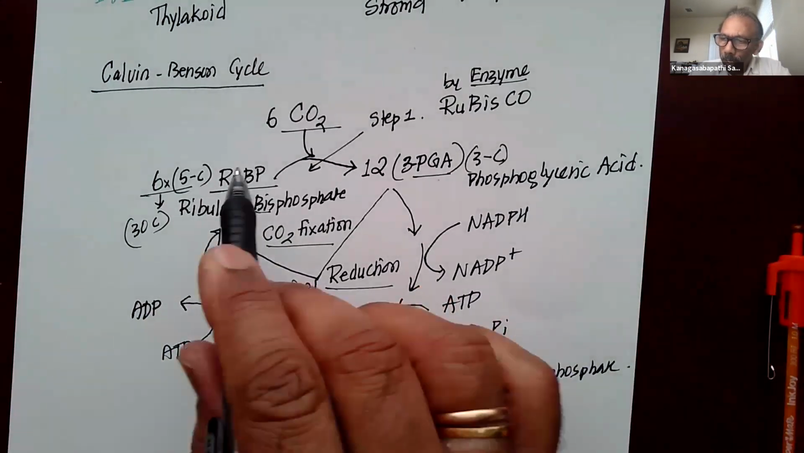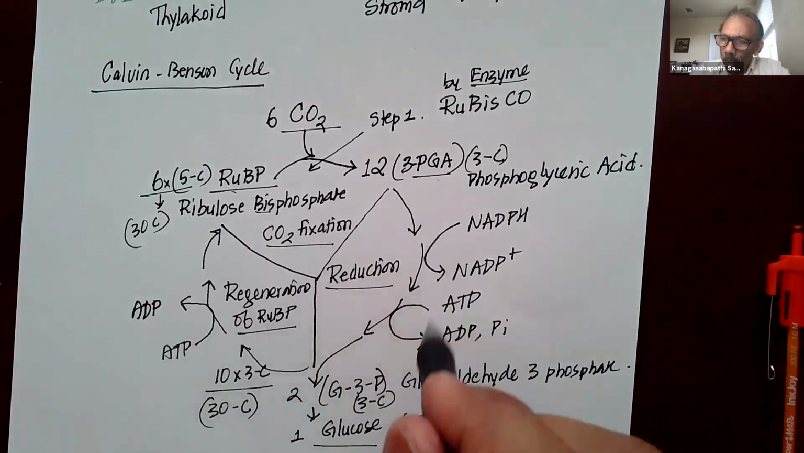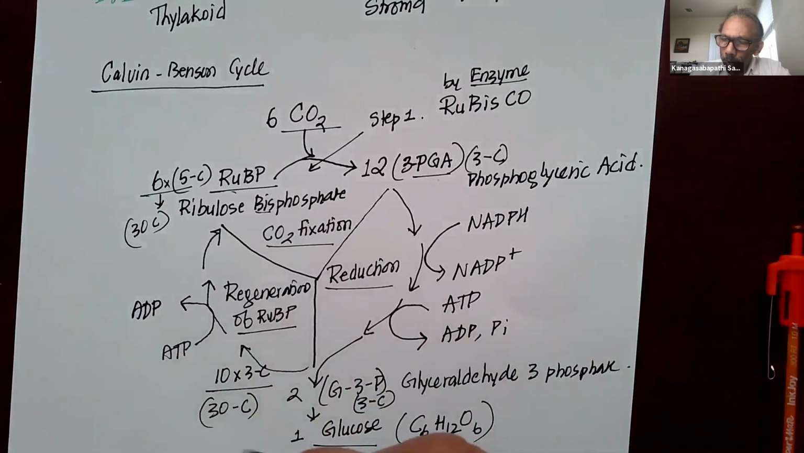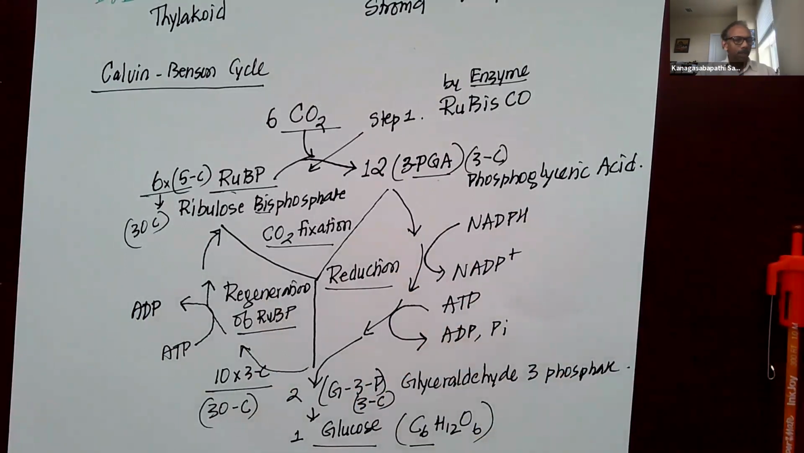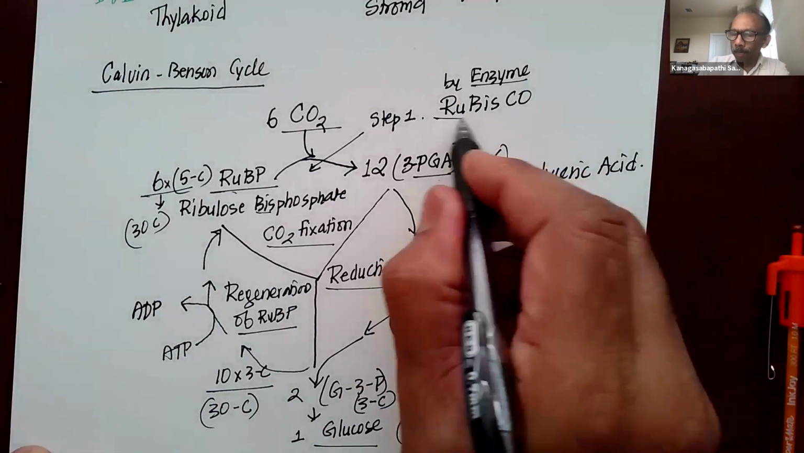So you need to understand overall how these numbers are balanced, but you don't have to memorize, and I won't be asking you these numbers. Any question on the Calvin-Benson cycle? And we are going to look at this Rubisco in more depth.